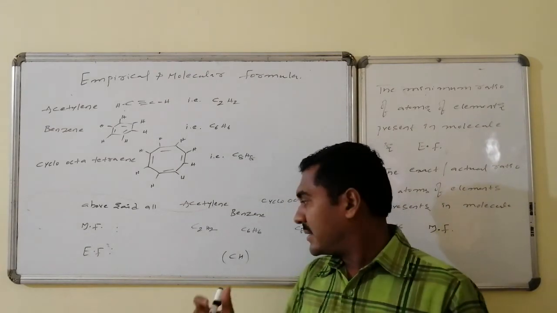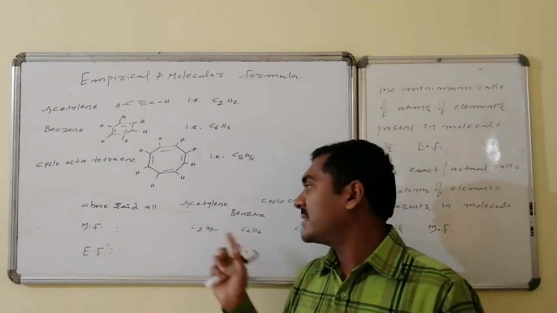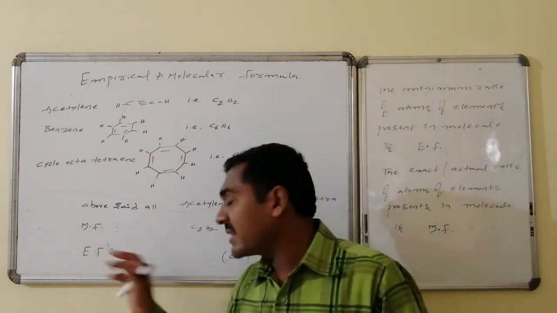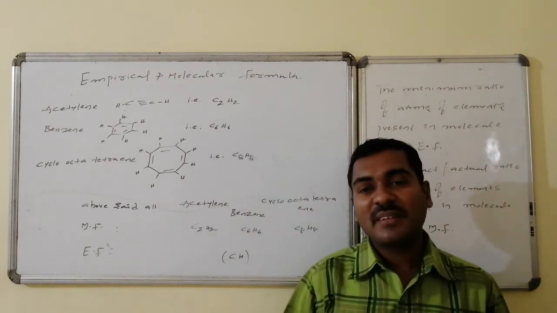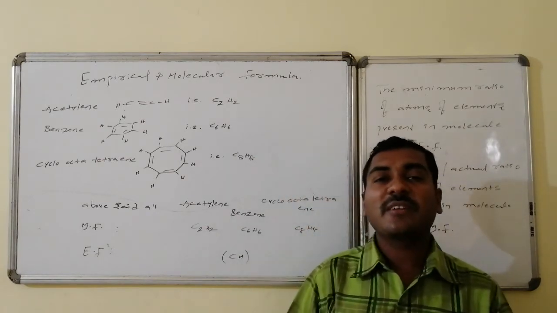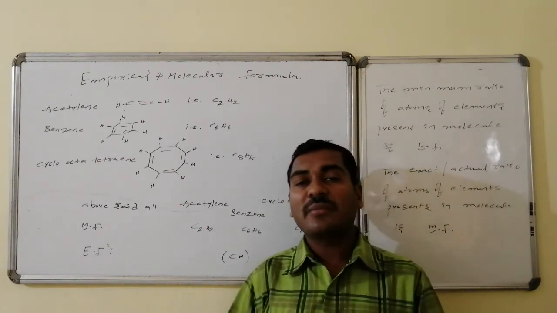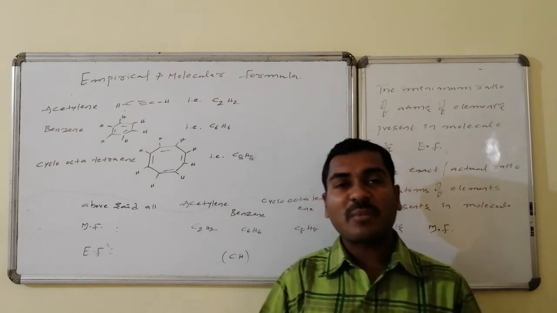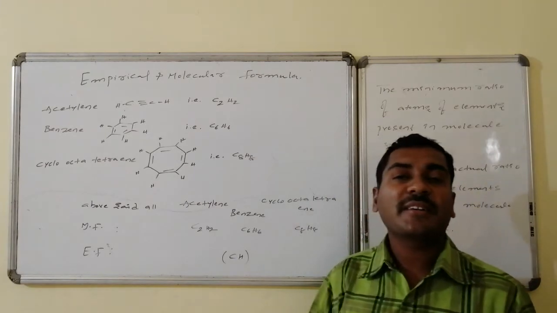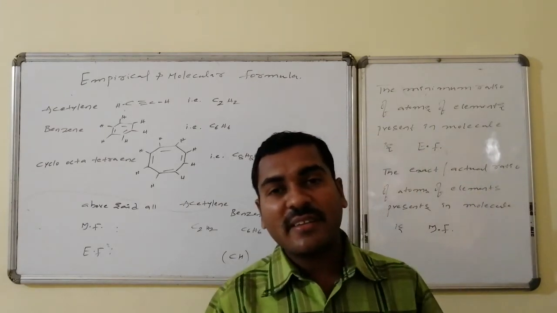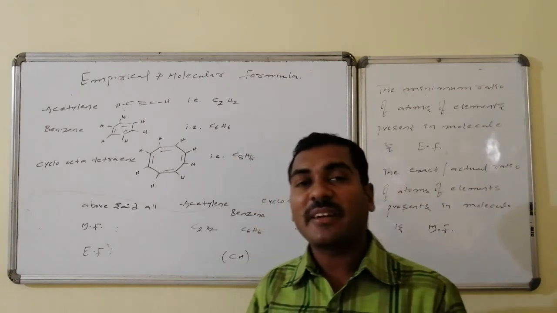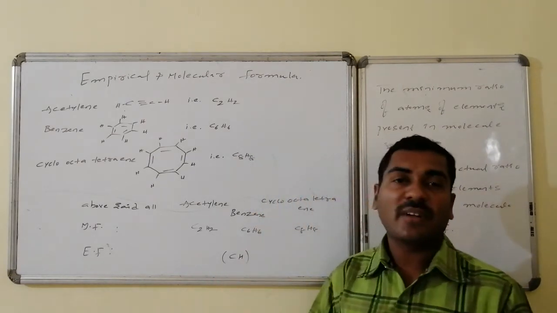Here this is one particular formula and this is another formula, and this formula is said to be the molecular formula and this formula is said to be the empirical formula. What is the empirical formula? The minimum ratio of atoms of the elements present in the molecule represented in the form of a formula is said to be the empirical formula. A formula related to the molecules where the minimum ratio of atoms of elements present in the molecule is written is said to be the empirical formula.